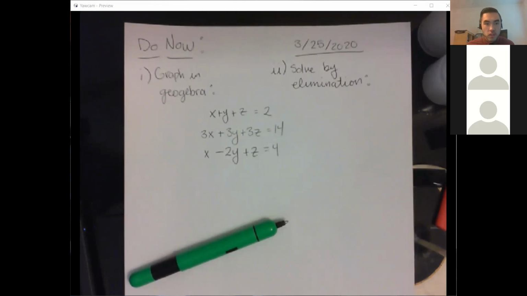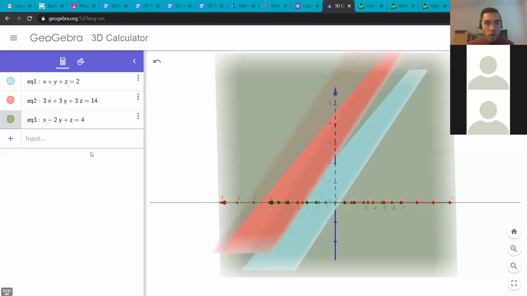So like I said, the first thing that I wanted you all to do here was to go to GeoGebra and check out what these graphs are in 3D. So you'll notice here in the screen share that I swapped over to, this is our first function, x plus y plus z is equal to 2. 3x plus 3y plus 3z is equal to 14. And then x minus 2y plus z is equal to 4. And then I color-coded these as light blue, red, and green.